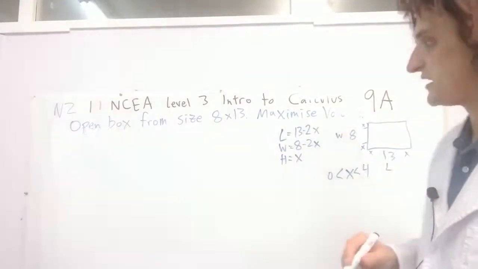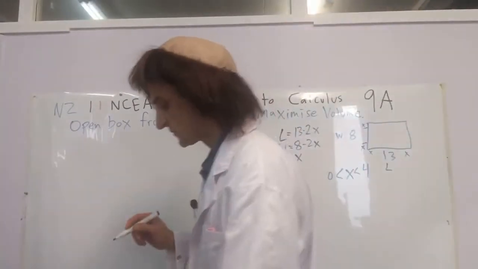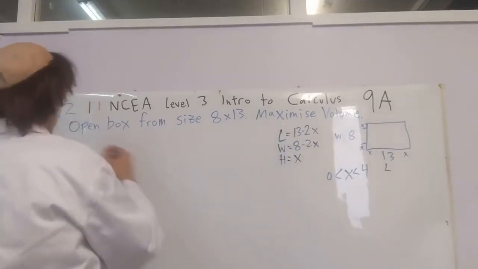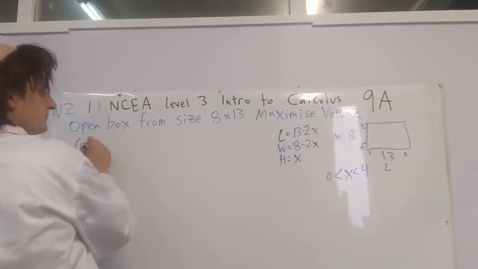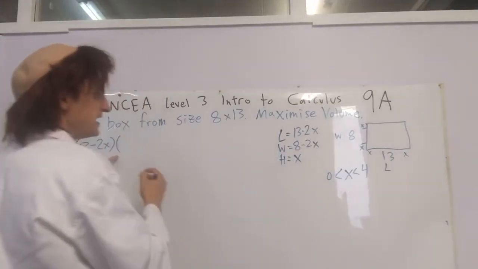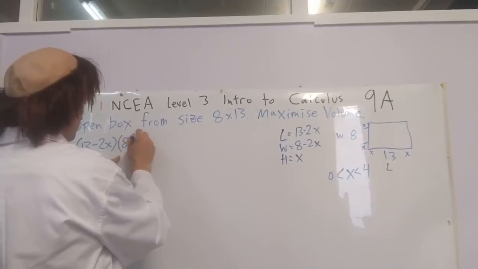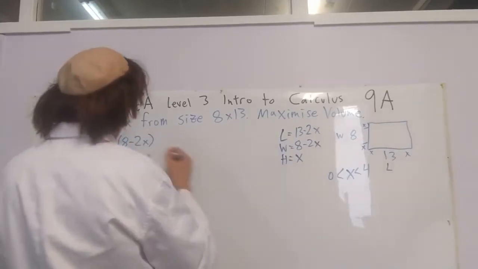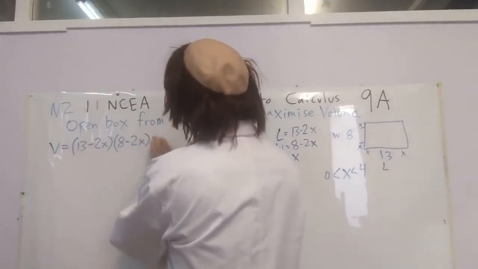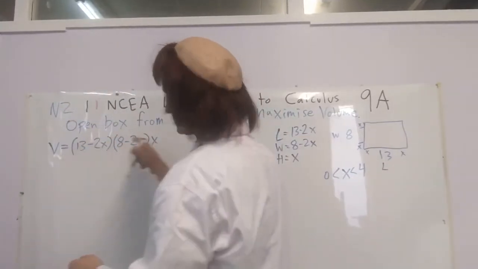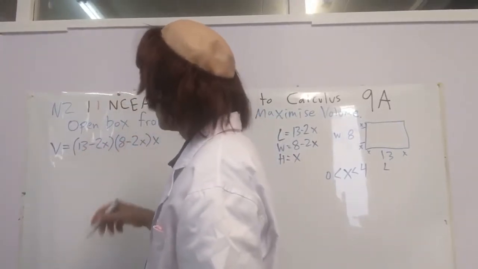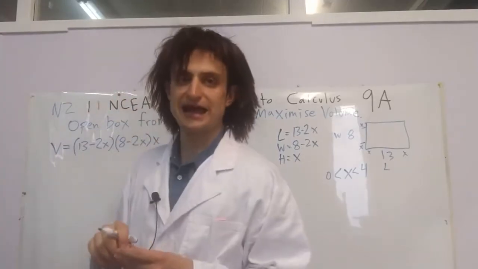So now let's write a function for the volume. We'll write V equals length 13 minus 2x times width 8 minus 2x times x. So first, let's ignore this x and try to work out what these brackets equate to. 13 times 8, that is 104.